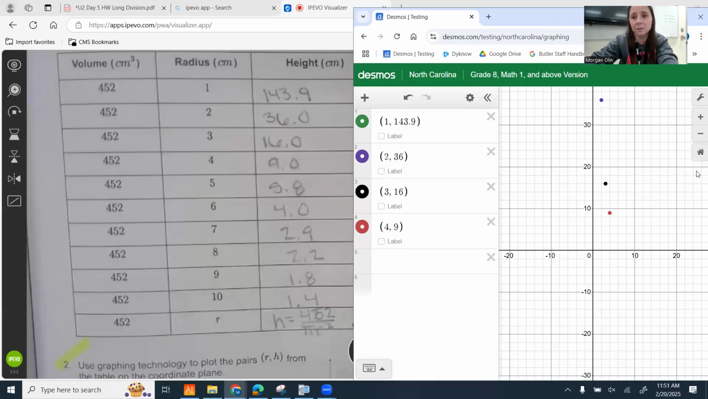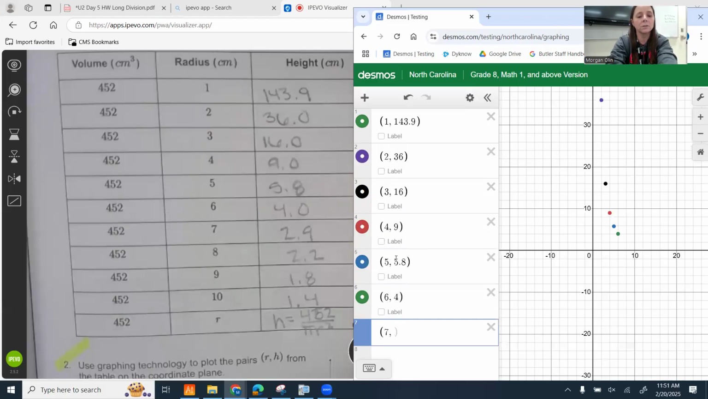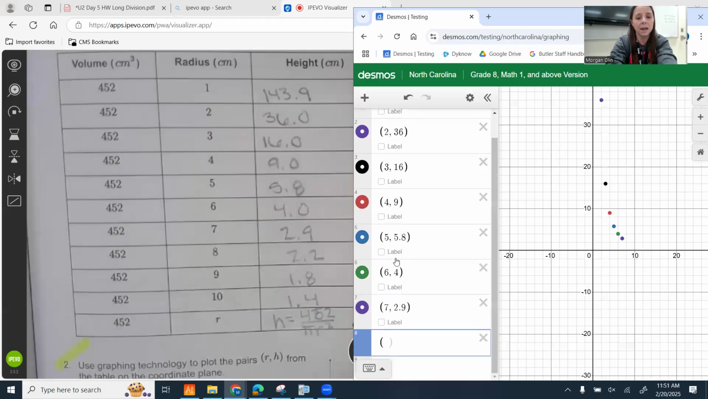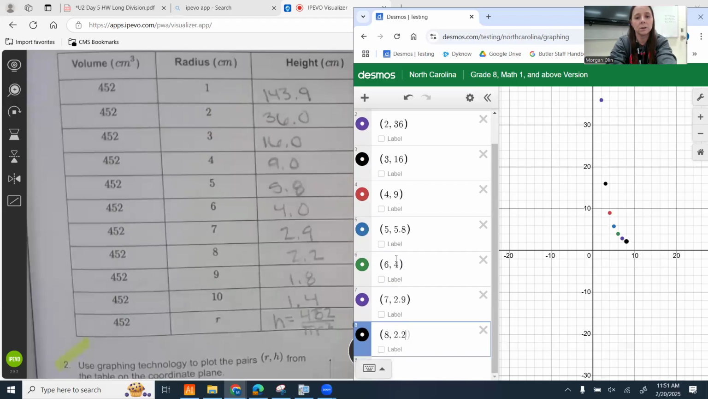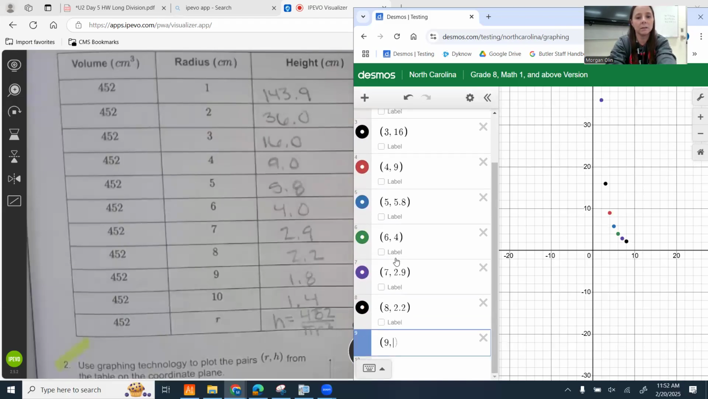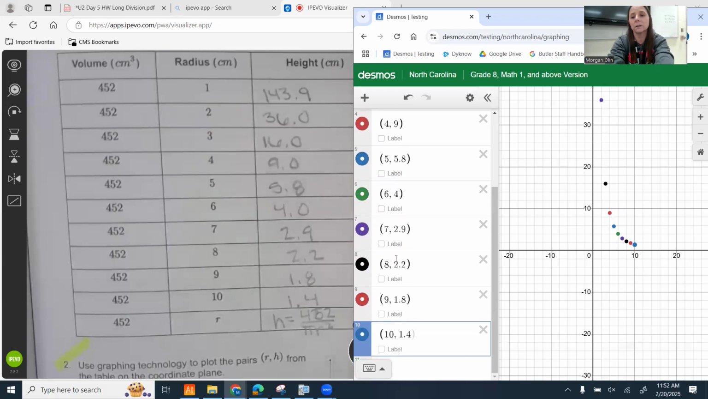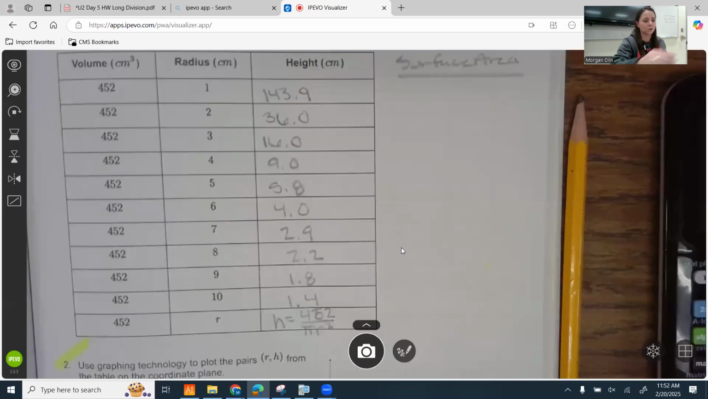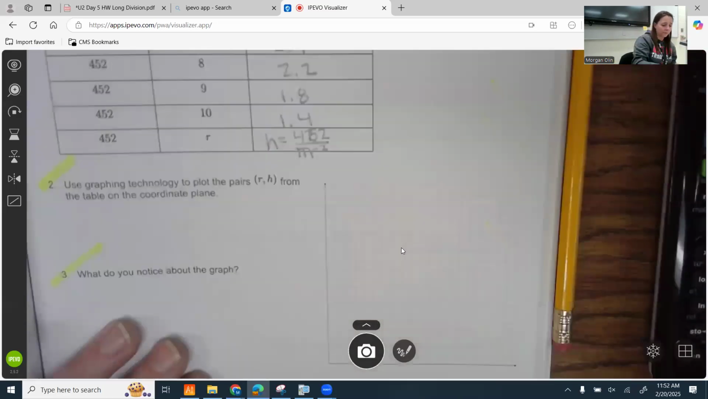You can see the points right there. Now you see them pop up. We do 5 and 5.8, 6 and 4, 7 and 2.9, 8 and 2.2, 9 and 1.8, and 10 and 1.4. So right here, let's look at it. That's the same graph that we just had in there a second ago on the right-hand side in the first quadrant. So what do you notice about the graph?